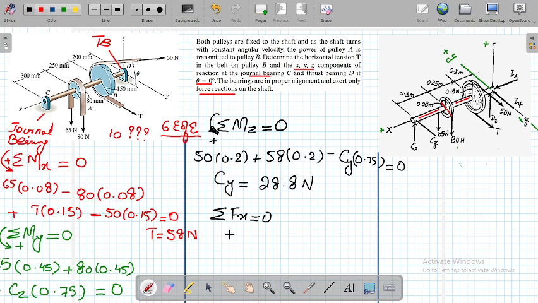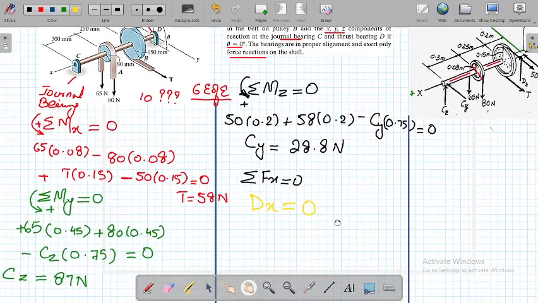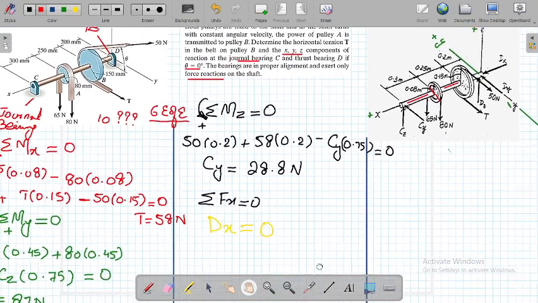I think there is only one force which is along the x-axis, and we will write it as dx. This is the force dx, and I think there is no other force apart from dx, so it automatically becomes dx equal to 0. Okay, so this is also done. Now we need to calculate dy.